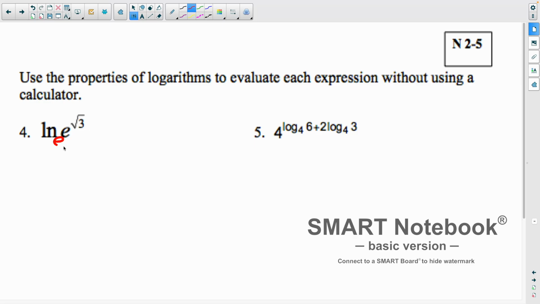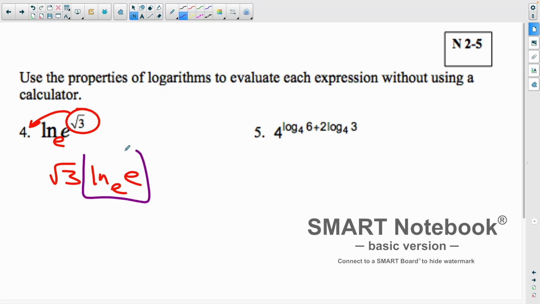The base is E. What do I do with this? I can put it out front. So this is square root of 3 times natural log of E, which I like. What is that? That cancels, that's 1. And so my answer here is just square root of 3.